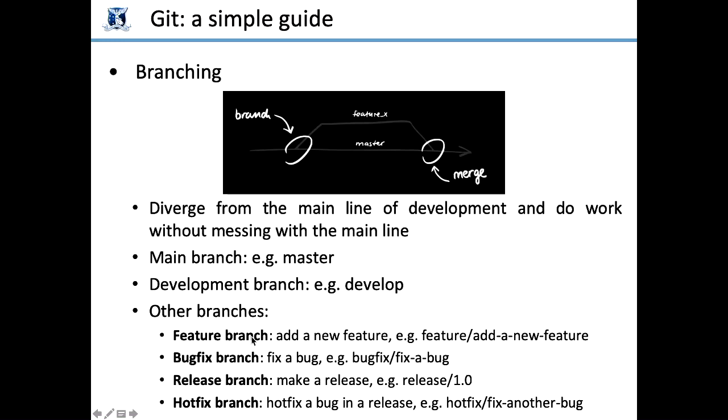Then we have other branches, such as the feature branch, which when you want to add a new feature, you create a feature branch. A bug fix branch, when you want to fix a bug, then you create a bug fix branch. So this will be bug fix / something or feature / something. These are all working branches. When you want to make a release, then you create a release branch. Say, for example, release / 1.0.